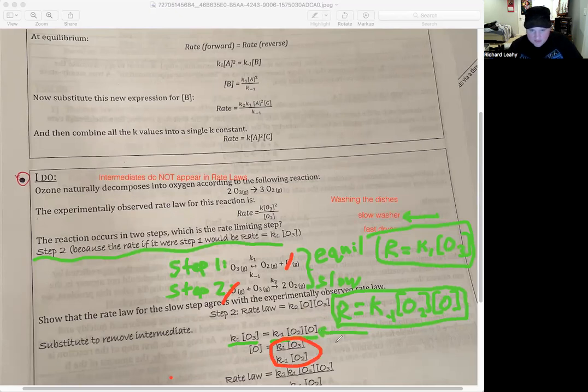So what we're going to do is write the first rate law based on the slow step. That's not it. Ignore that what I just said there. Step 2 is the second rate law. Okay. So we're going to use this step to write our final answer.